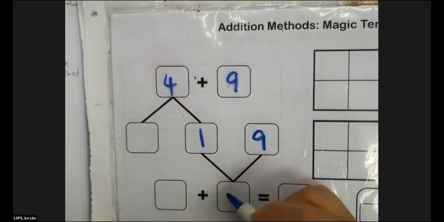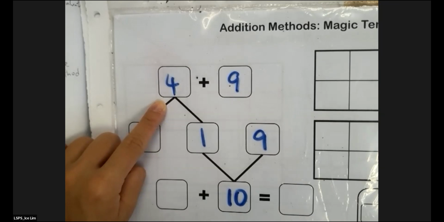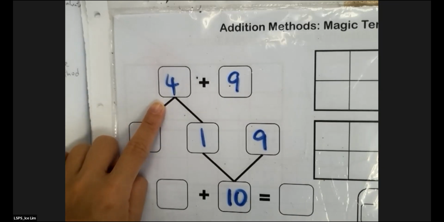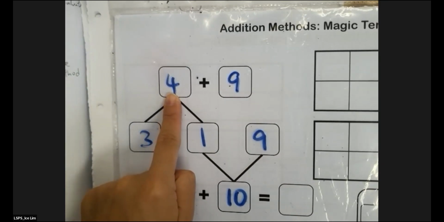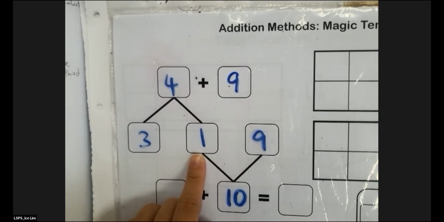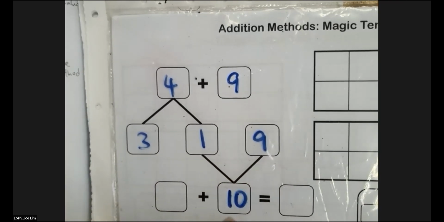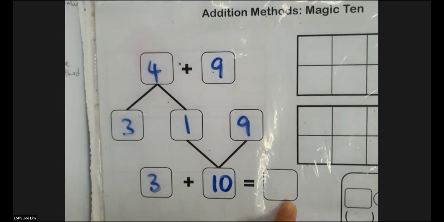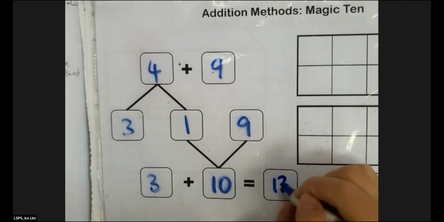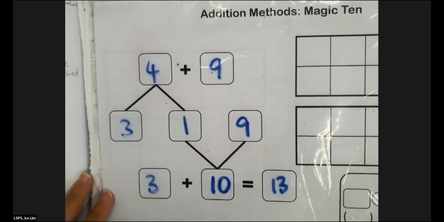So I can make that easily from the number bond 9 and 1 makes 10. So in this case, what number bond will I choose to break 4 into? 3 and 1. Very good. So from the number 4, I break it into 3 and 1. Why do I choose 3 and 1 instead of 4 and 0 or 2 and 2? Because 1 plus 9 makes 10. So I have 3 plus 10 equals to? Excellent. Can you understand this?